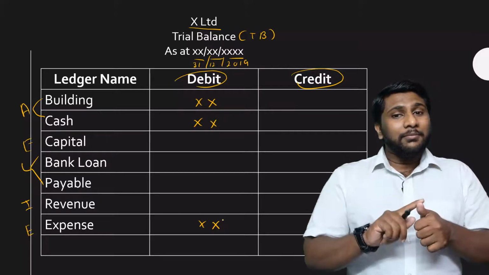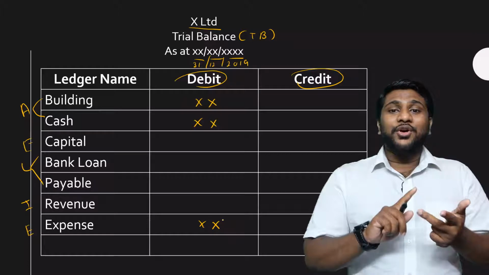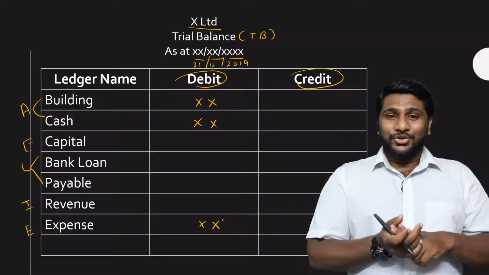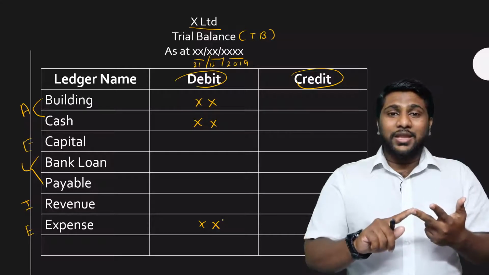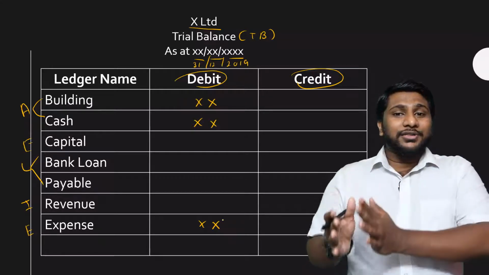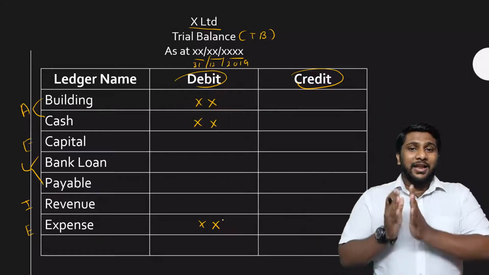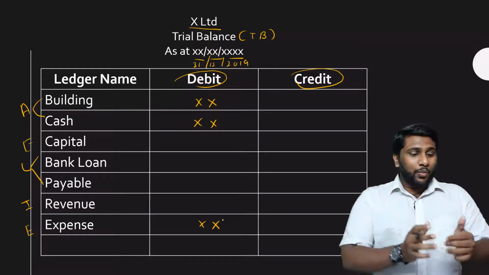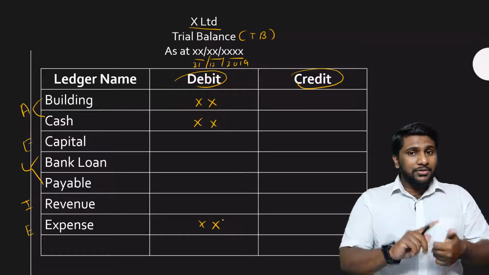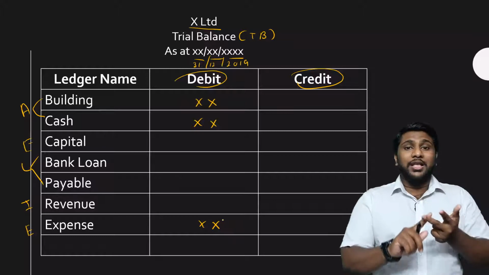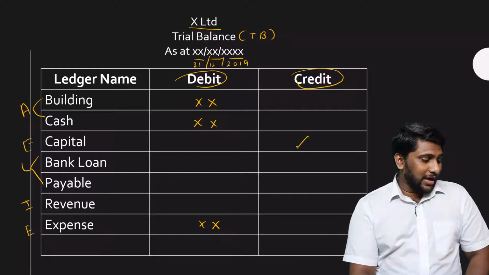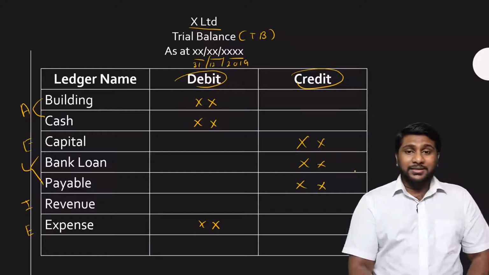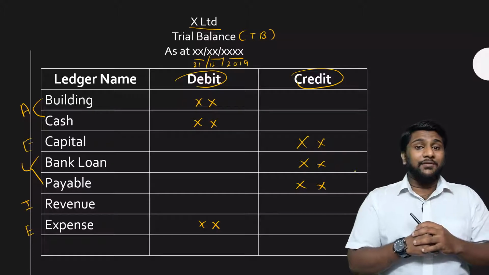Normally your income, your liabilities, and your equity. In double entry we also learned that if income increases, liabilities increase, or equity increases, we record those on the credit side. Likewise, in the trial balance, whatever the liability accounts, income accounts, and equity accounts are will be recorded on the credit side. Here in this example, you have the capital, bank loan, and payables. These are certain examples that I have given to you.